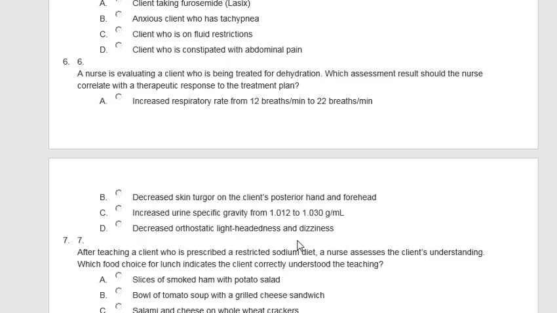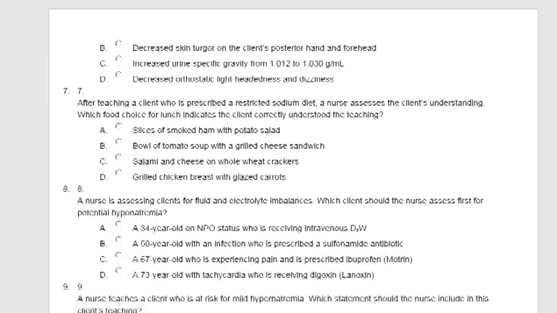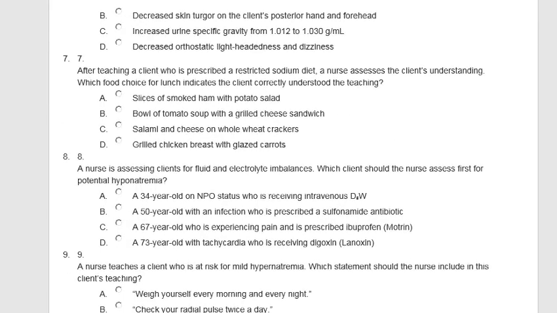Number 7 is, let me see here. After teaching the client who is prescribed a restricted sodium diet, a nurse assesses the client's understanding. Which food choice for lunch indicates the client correctly understood the teaching? So which one of these diet choices is low salt?